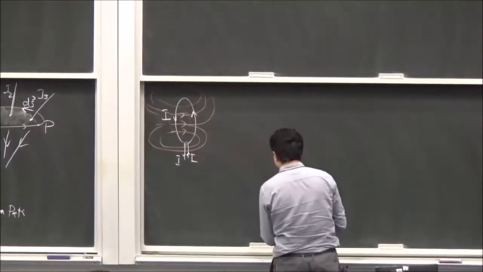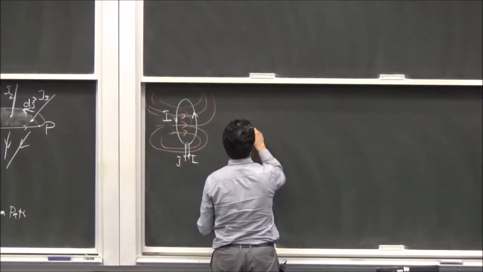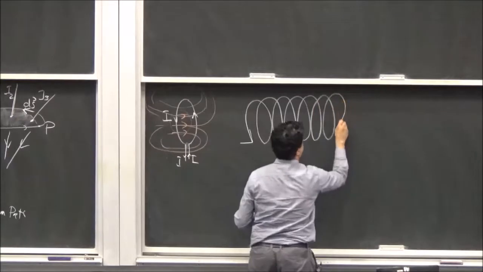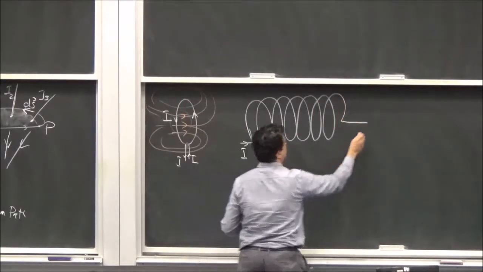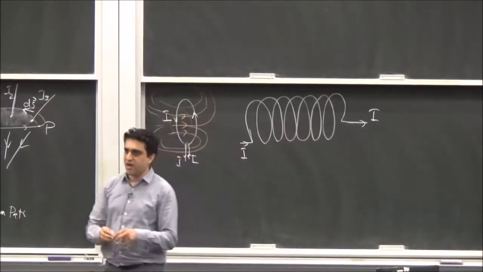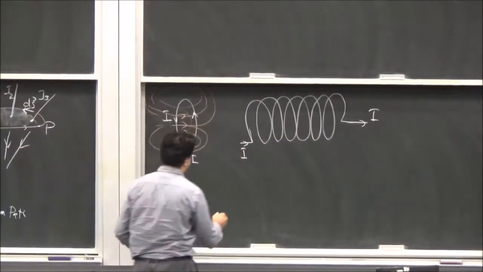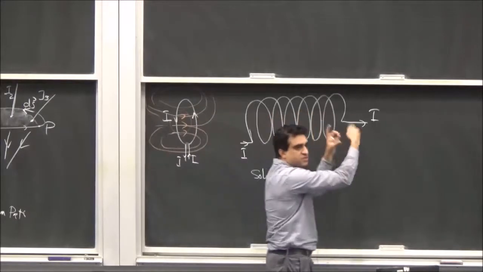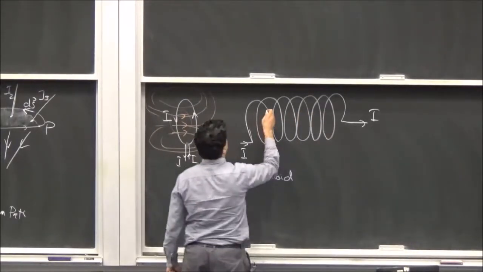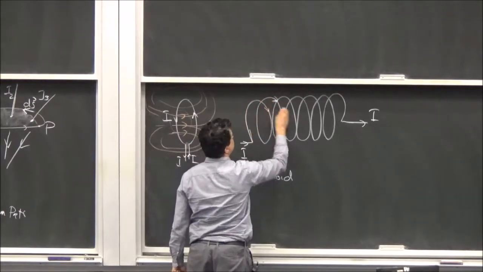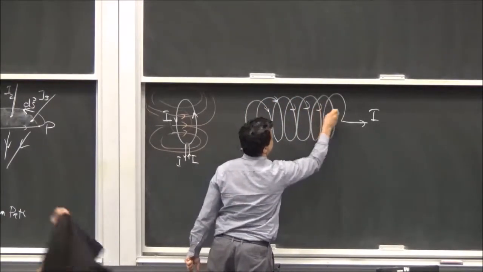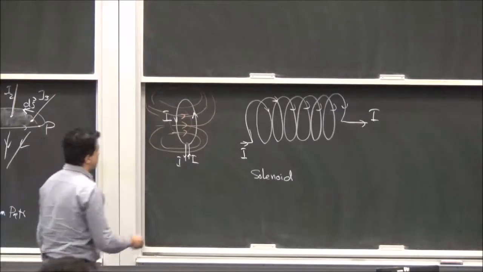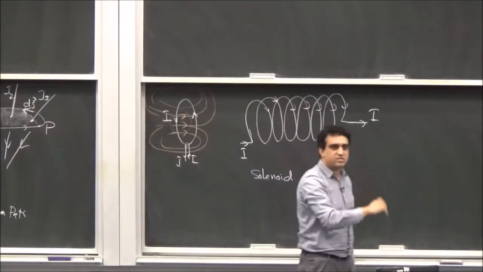You can make another circuit like this, for example, and you have current which is going in and current which is going out. What you have in such a structure, which is called a solenoid, are many such loops closely stacked together. So if you have a current which is going like this, the magnetic field inside should be more or less uniform.